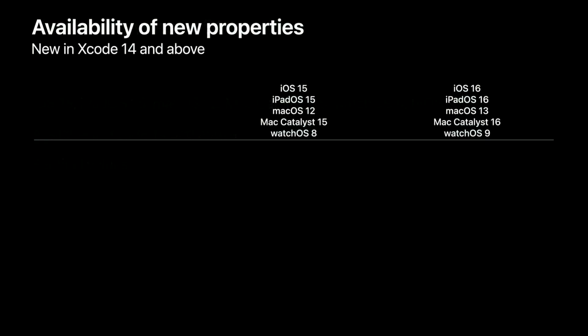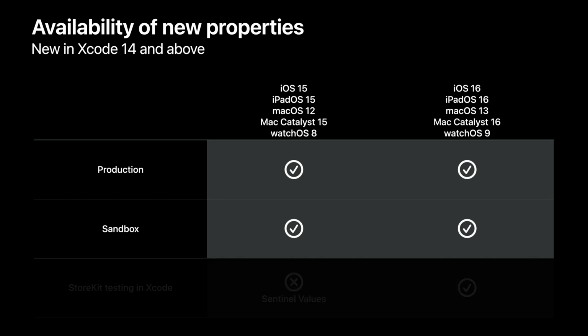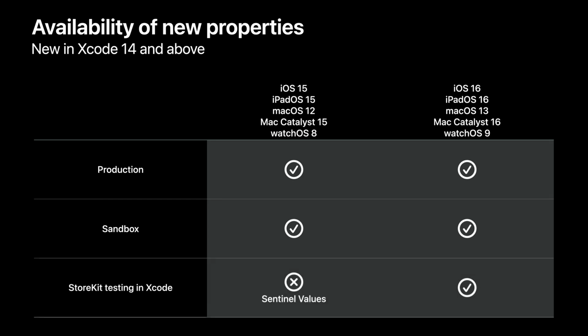The sandbox and production environments make use of these properties by extracting the values from the App Store server response. StoreKit testing in Xcode, however, is a local testing environment that operates independently from the App Store server. This means we're not able to backport the value of these properties to the previous operating systems there. You can easily get around this limitation by updating your test device to a new operating system, and you'll be all set to test these values in the local environment.